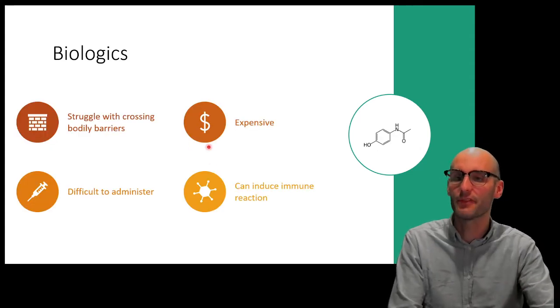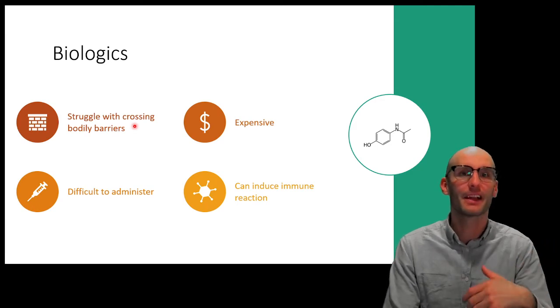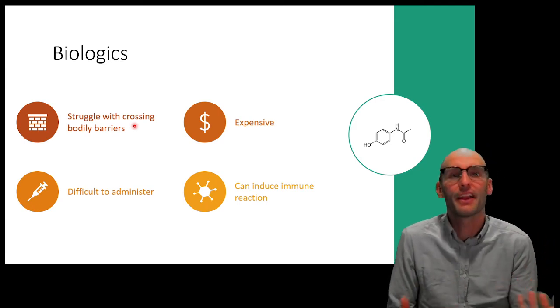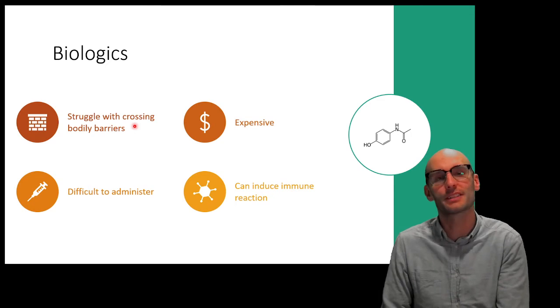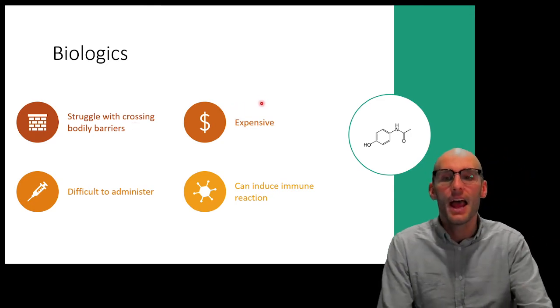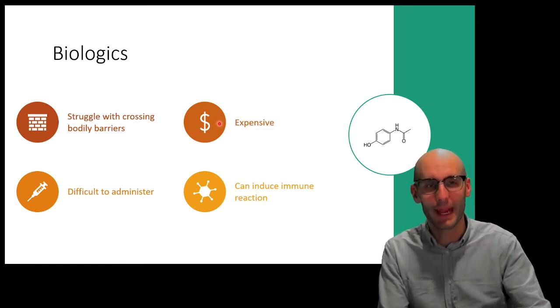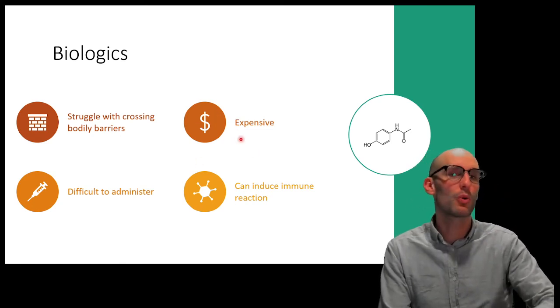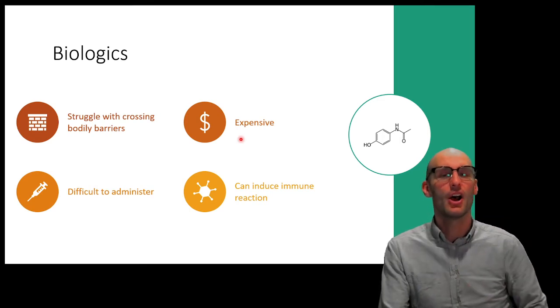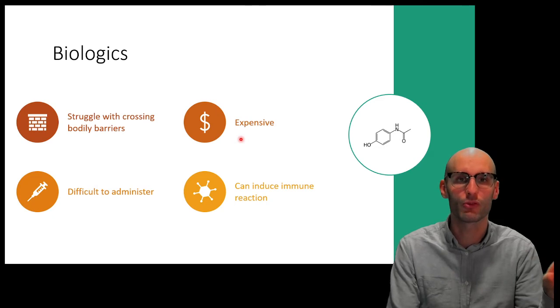Now, some of the disadvantages: antibodies struggle to cross bodily barriers. They're a big protein. So how do they get inside a cell, for example? How do they get into the brain? How do they get across the intestine? They're expensive to make. Antibodies are ridiculously expensive to make, often. They require a purification process, often cell culturing. You can't just make them through a mass chemical reaction.